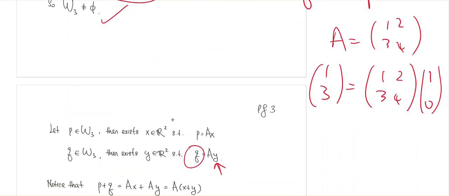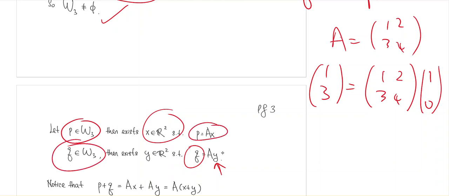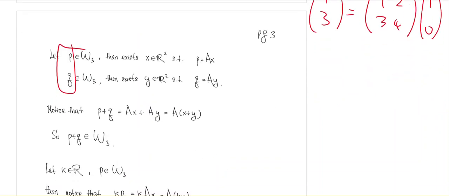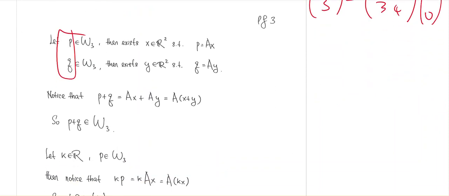Okay, cool. So now P in W3 means that there exist x1, x2 in R2 such that you have this. Q in W3 means that there exist y1, y2 such that you have this. Now let's see whether the sum of these two elements, P and Q, is still in W3. Because P is this, Q is this, and A is a fixed matrix, matrix operations tell you that you can factor out the A.